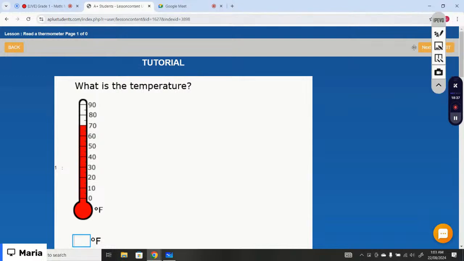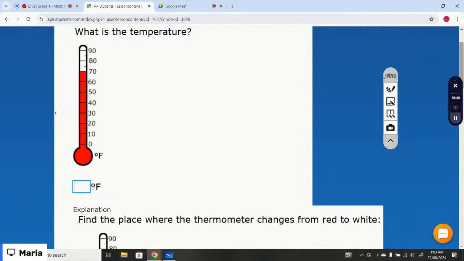I think all of you must have a thermometer at your home. And if you haven't seen a thermometer yet, ask your mom or dad. They will show you what a thermometer looks like, right? So now we're going to learn how we read the thermometer.